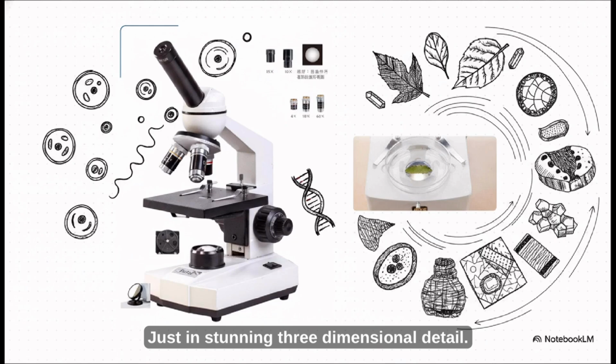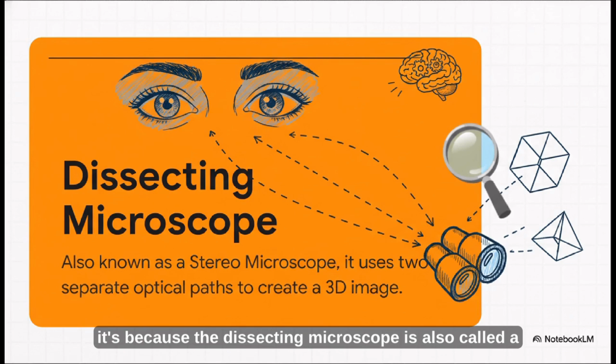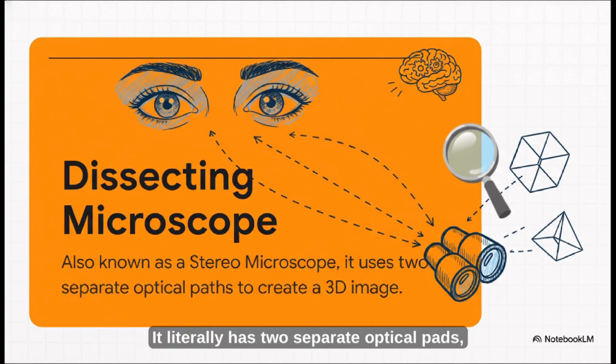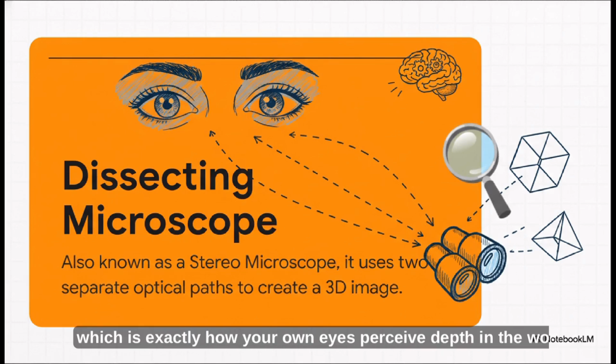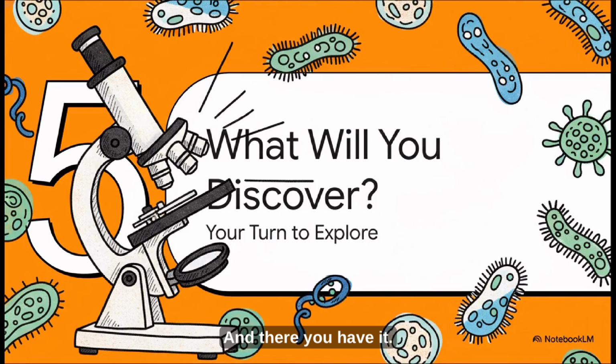So you might be wondering, why does it give that 3D view? Well, it's because the dissecting microscope is also called a stereo microscope. It literally has two separate optical paths, one for each of your eyes. This creates a true stereoscopic image, which is exactly how your own eyes perceive depth in the world. Pretty clever, huh? And there you have it.